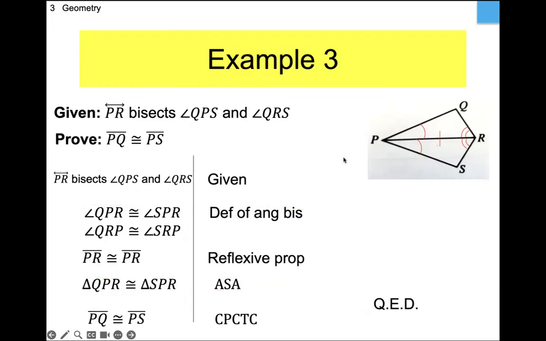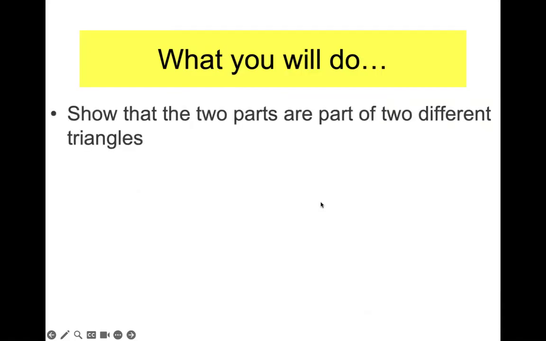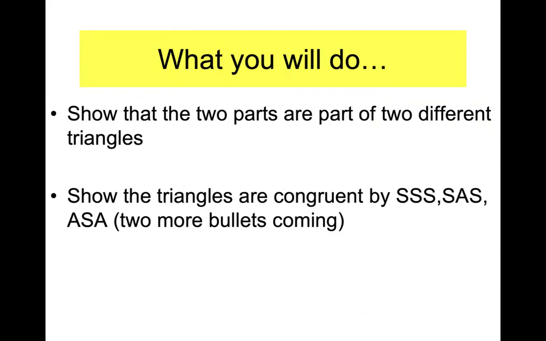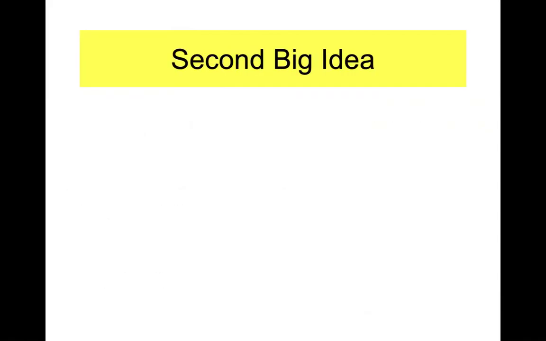All right. I would highly encourage you, if that didn't make sense, to go back and play example two and example three again and notice the commonality, notice the pattern, notice the similarities. Okay. So once again, to beat a dead horse, what are you going to do for this flavor? You're going to show the two parts are part of two different triangles, show the two triangles are congruent, and then claim CPCTC. All right, that's half the homework.